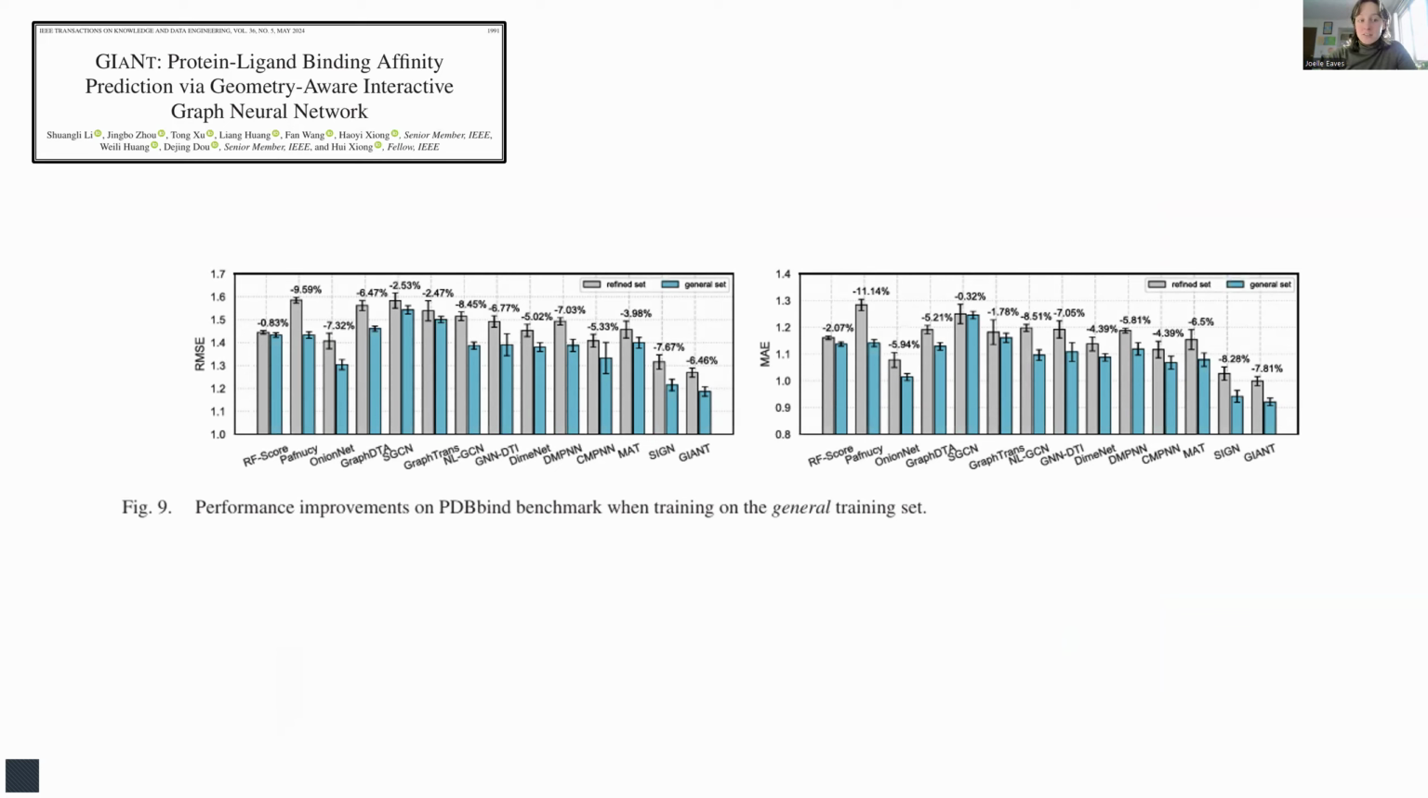And so they compare GIANT, which is the model on the far right of each of these bar plots, to a good number of other pretty state-of-the-art binding affinity prediction models. And so these plots are root mean squared error and mean absolute error. So the lower the score, the better the model. And as you can see, GIANT is outperforming all of the others on this very general PDBbind dataset.